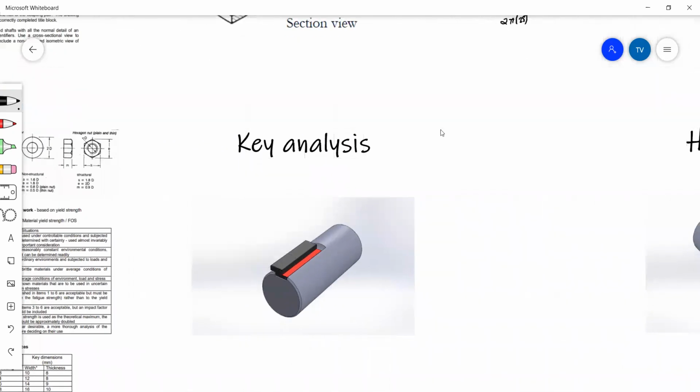So the next analysis in the line is key analysis. Now, key analysis, what type of force are we dealing with? Remember, this shaft is turning this way. There is a force acting. Yes, this is a shear force. It is parallel to this surface, so it is a shear force.